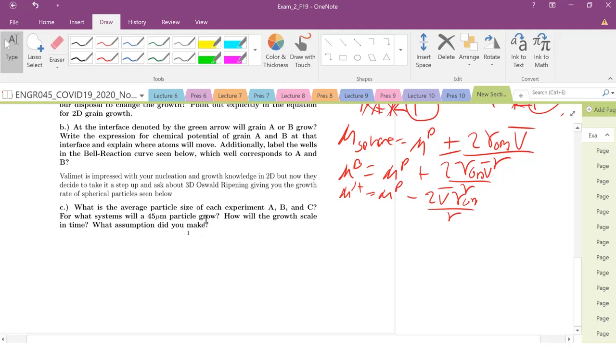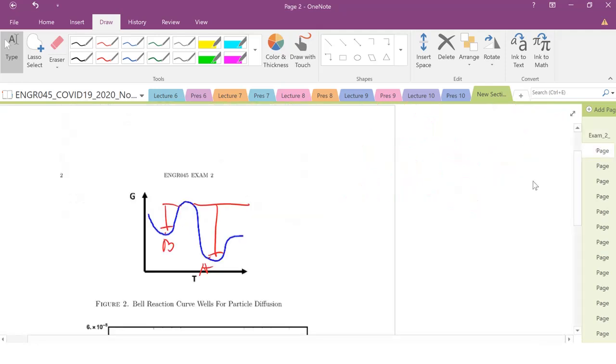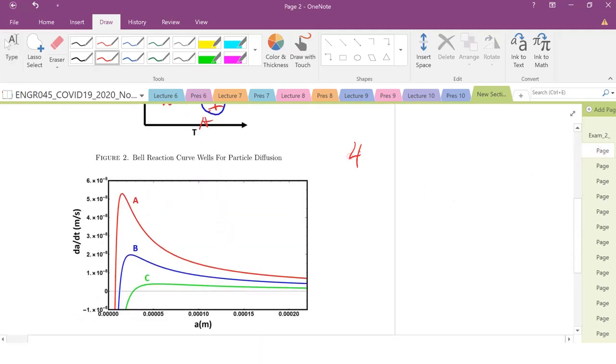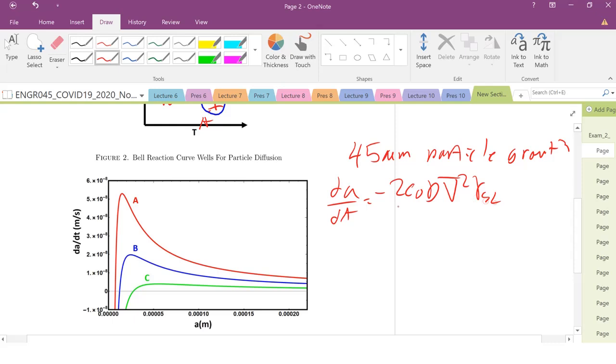So let's go below here. We need to figure out, will a 45 micrometer particle grow? We are dealing with Ostwald ripening, so we have this expression: dA/dt is equal to minus 2 C naught D V bar squared gamma SL divided by RT, times 1 over A minus 1 over A bar. From this expression, what particles are going to grow and what particles are going to shrink initially?